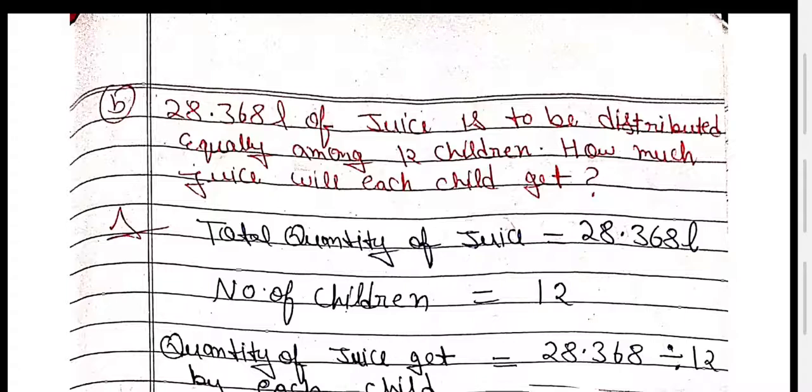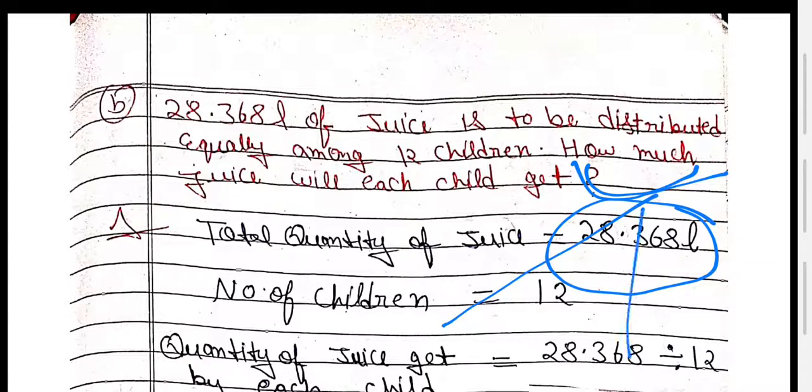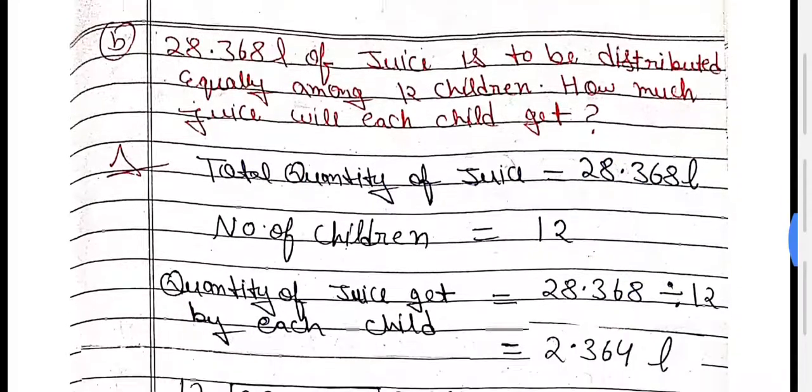28.368 liter of juice is to be distributed equally among 12 children. Okay, the total quantity of juice is this much liter, and how many children are there? 12. So how much juice will each student get? Now you tell me, the quantity of juice got by each child will be more than this or less than this? Always if you divide, each will get a smaller part, na? So you have to divide.